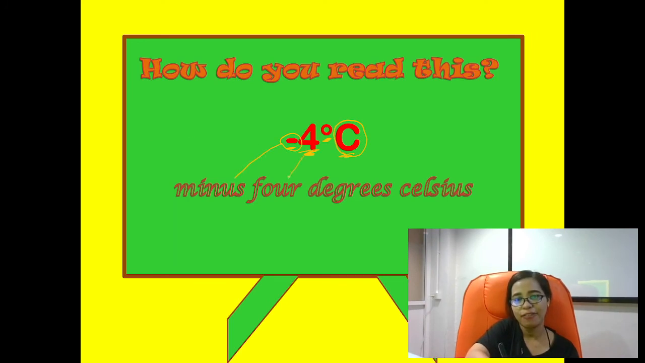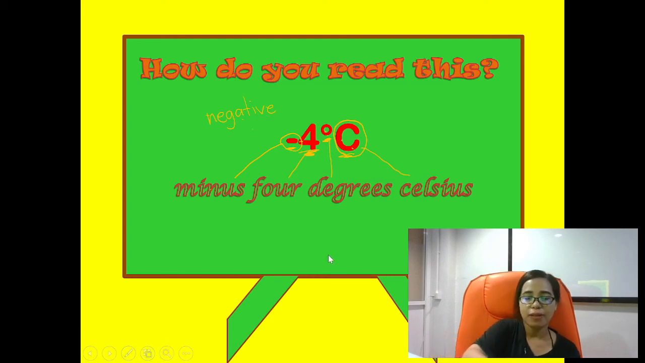Minus 4 degrees Celsius. Okay, so in other countries, minus is also pronounced as negative. So if I say negative 4 degrees Celsius, it's correct. If I say minus 4 degrees Celsius, it is also correct. It's not wrong.